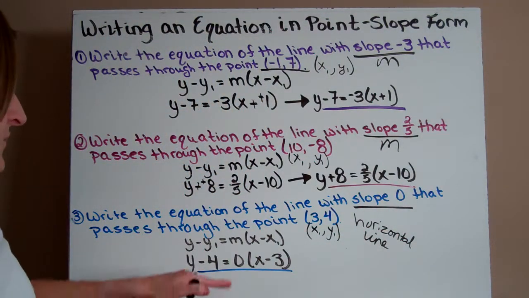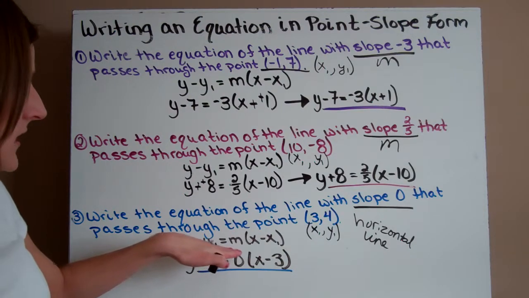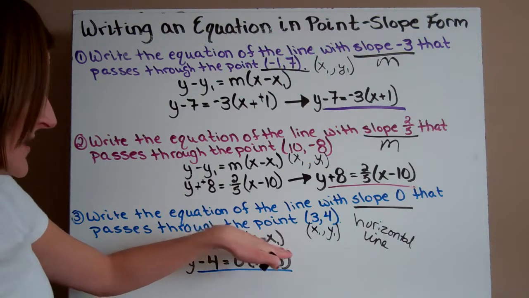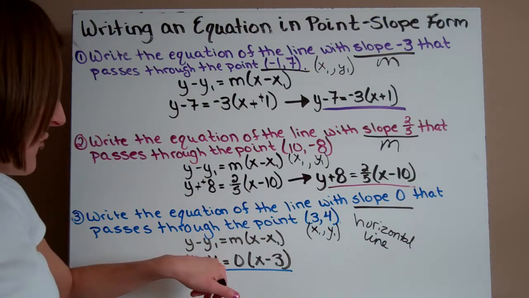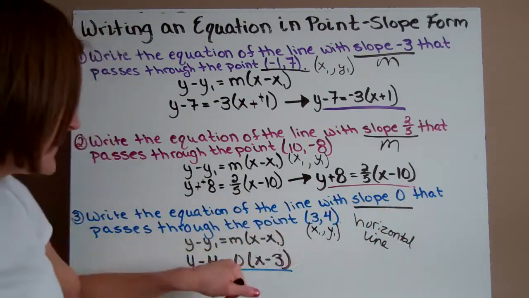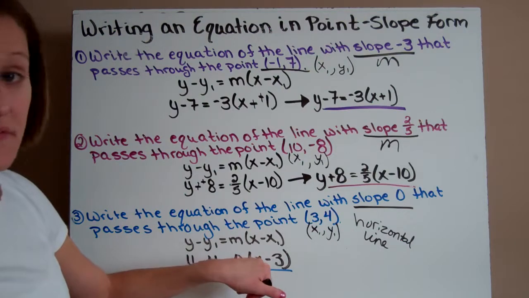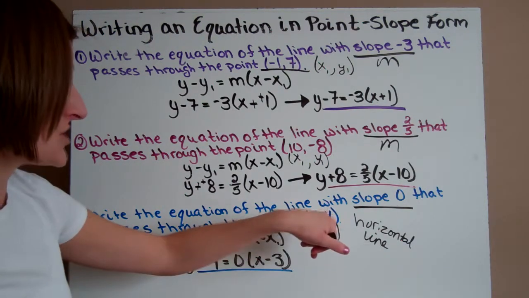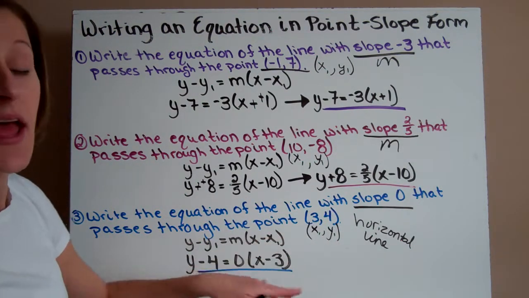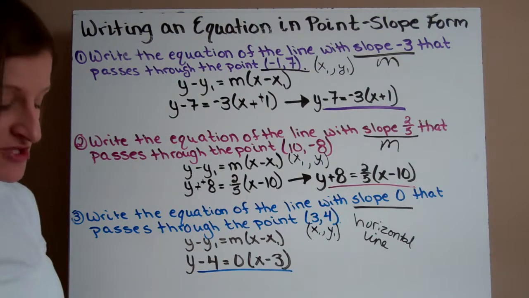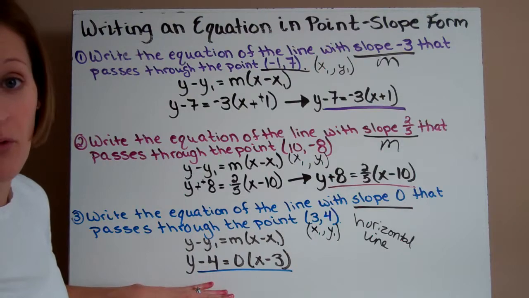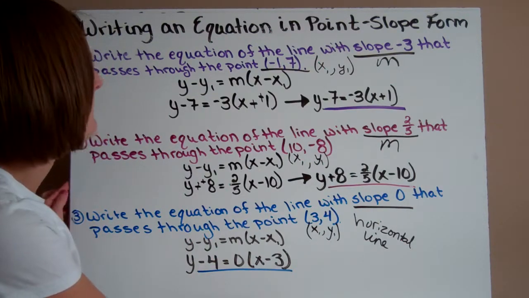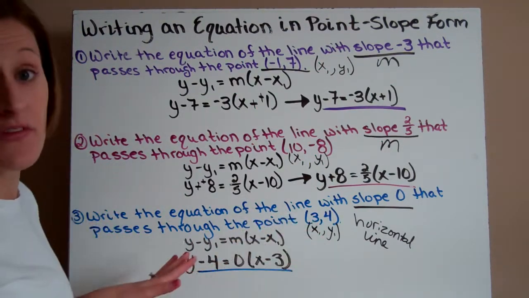Alright, so y minus y1 equals m times x minus x1. So my y1 is 4, so y minus 4. My slope is 0, and then parentheses x minus x1, which is 3, so x minus 3. And this one you don't have to do any keep change or anything like that. There's your answer in point slope form right there. Very easy.